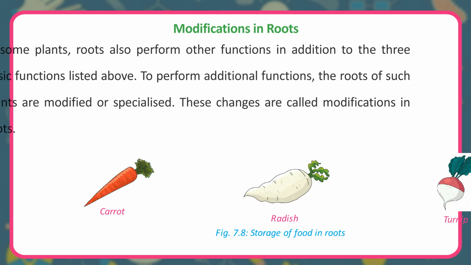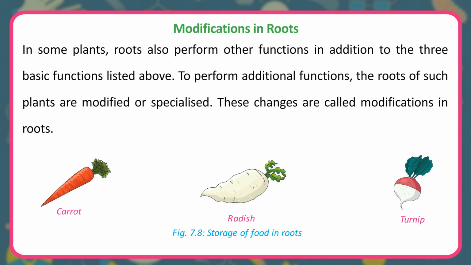Modifications in roots. In some plants, roots also perform other functions in addition to the 3 basic functions listed above. To perform additional functions, the roots of such plants are modified or specialized. These changes are called modifications in roots. Carrot, radish, turnip.